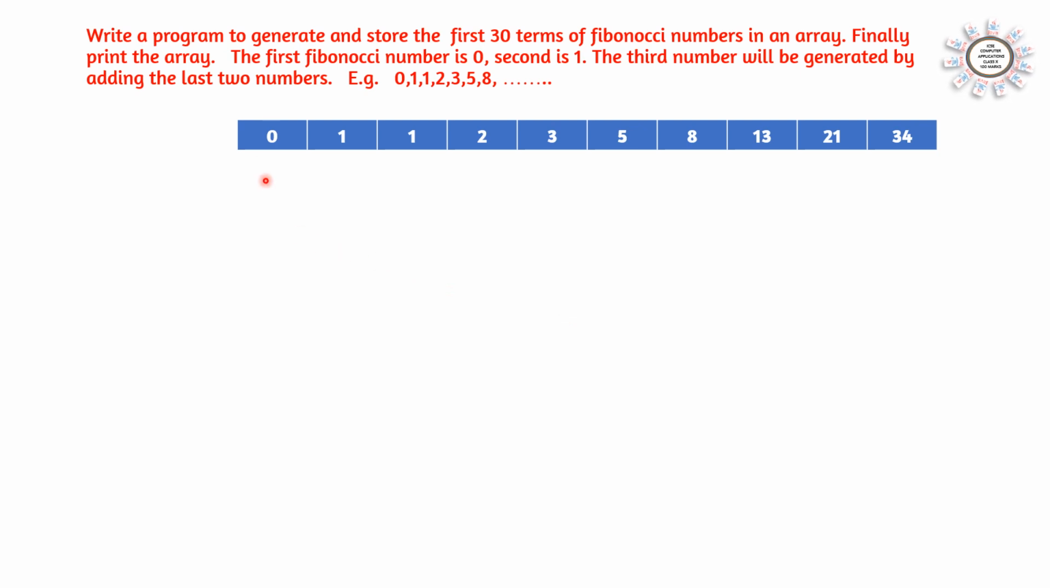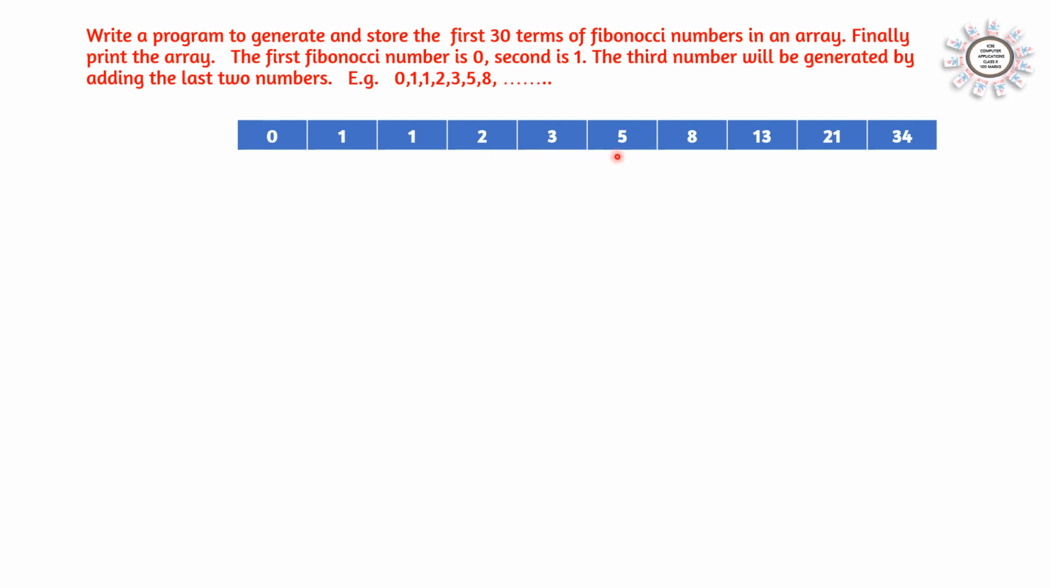Here the first Fibonacci number is 0 and the second one is 1. And the next numbers, we will add the last two numbers to form the next number. So here example we can see 0 plus 1. The last two numbers 0 plus 1, it is 1. And now the last two numbers are 1 and 1. 1 plus 1 is 2. And now again take the last two numbers 2 plus 1, 3.